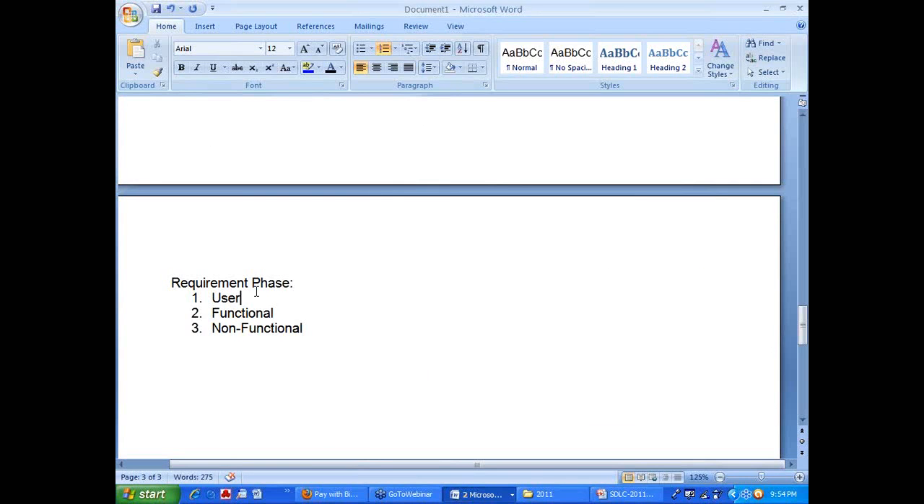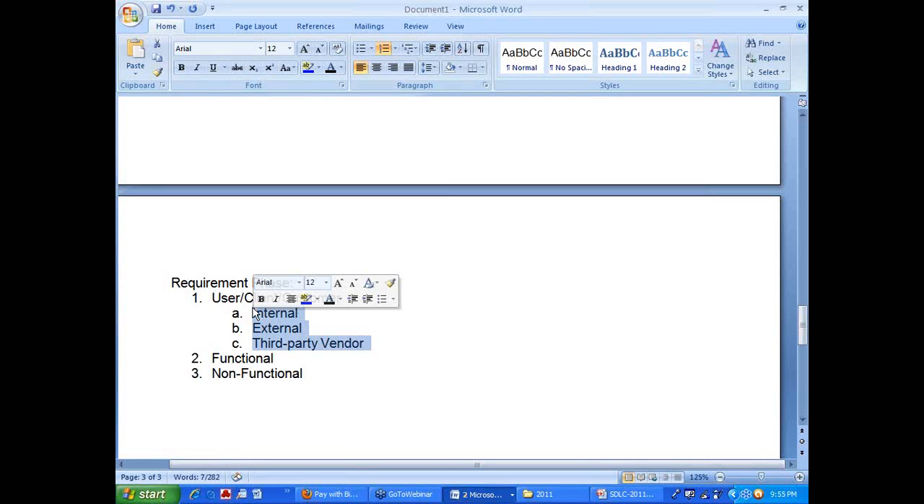Okay. So once again, user also means IT. Sometimes it's called business requirement. Sometimes business is less commonly used. Client requirement, customer requirement. So there are three types of users, at least. One is called internal, another one is called external, third party. So why do you need to know? Because depending on the user type, the BA's role is going to be slightly different.